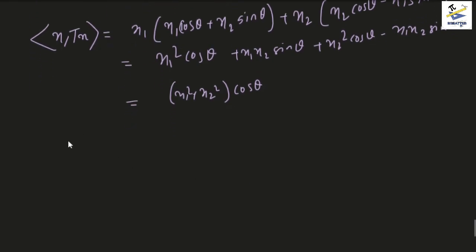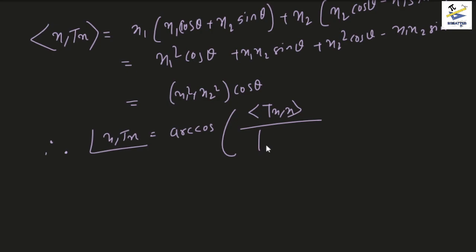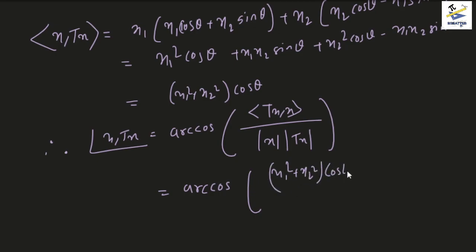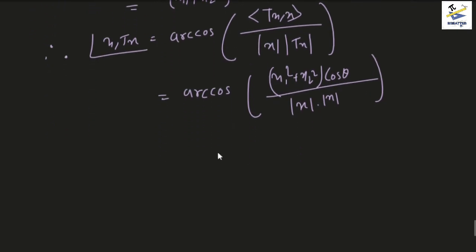Therefore, the angle between x and Tx is arc cos of the inner product of Tx and x divided by norm of x and norm of Tx. Now we know the inner product is x1 square plus x2 square multiplied by cos theta, and we also know that Tx is norm preserving, so this is mod x into mod x. So this would give us arc cos.